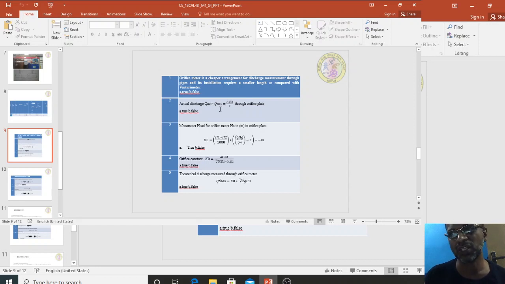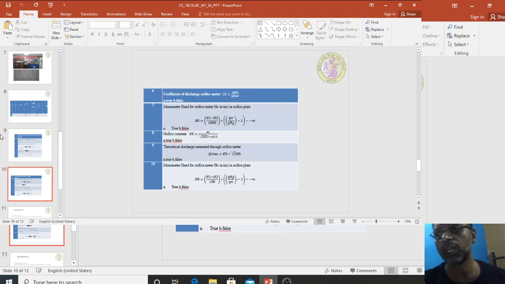Next is manometer head for H naught. Manometer head of orifice meter H naught in the orifice plate is H naught equal to H1 minus H2 divided by 1000 into density of mercury divided by density of water minus 1, in meter. Option A is true. Orifice constant K naught is equal to A1 into A2 divided by root of A1 square minus A2 square. This formula is correct, therefore option A is true. Theoretical discharge measured through an orifice meter is K naught into root 2G H naught. Option A is true.